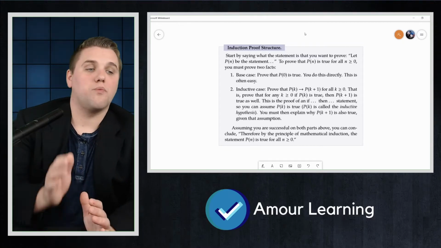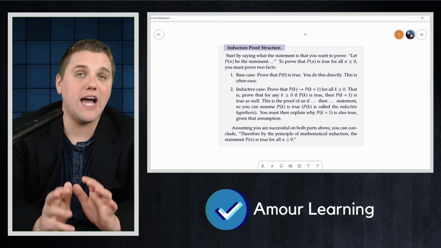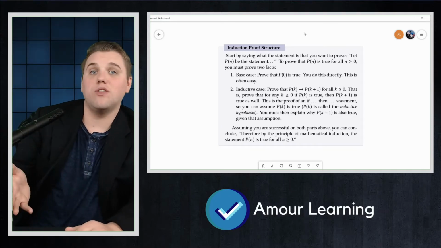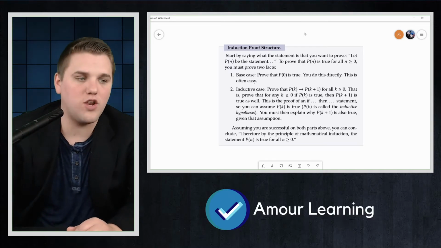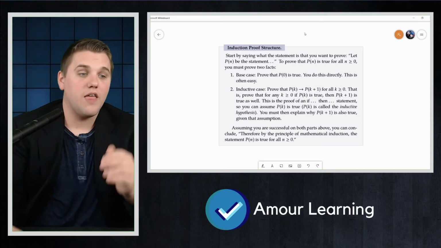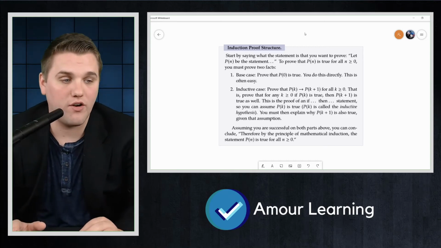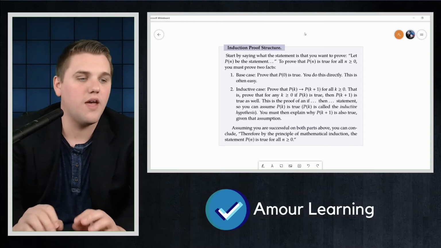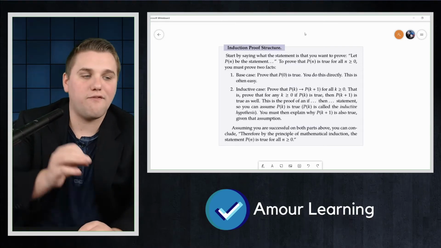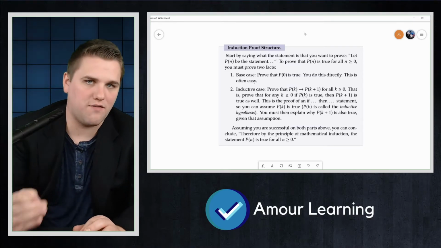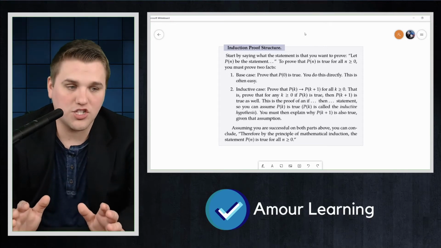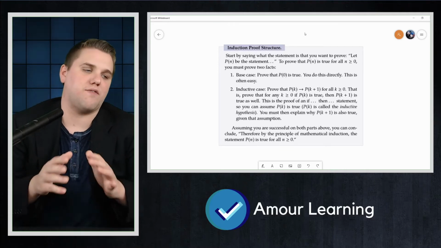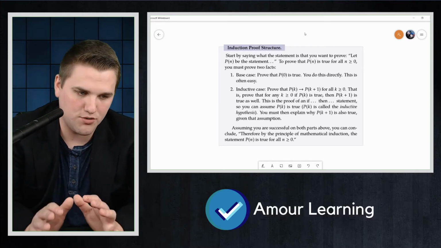Inductive case: you prove that P of k implies P of k plus 1 for all k greater than or equal to 0. And to do that, you get to assume that P of k is true, and you have to prove that P of k plus 1 is true. That is, you prove that for any k greater than or equal to 0, if P of k is true, then P of k plus 1 is true as well. This is the proof of an if-then statement, so you can assume P of k is true. P of k is called the inductive hypothesis. You must then explain why P of k plus 1 is also true given that assumption.